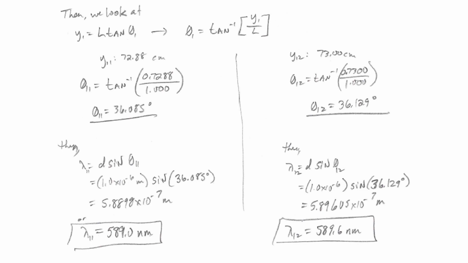Again, if you're working a problem that has this question, you've got to make sure that you carry enough decimal places to be able to distinguish these two. But other than that, that's pretty straightforward. Again, we're using the same equations that we used for the double slit experiment.